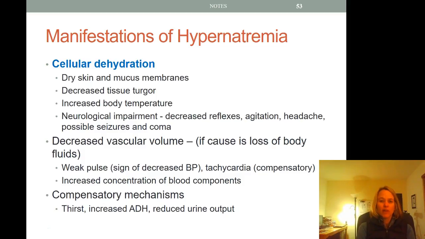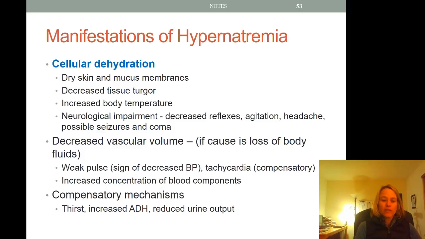Okay, so let's look at the manifestations. First of all, we're going to have cellular dehydration, because the extracellular fluid is hypertonic to the intracellular fluid. That's going to pull fluid out of the cells, resulting in cellular dehydration. The cellular dehydration is going to lead to dry skin and mucous membranes, decreased tissue turgor, increased body temperature, and neurological impairment, including decreased reflexes, agitation, headache, and potentially seizures and coma.